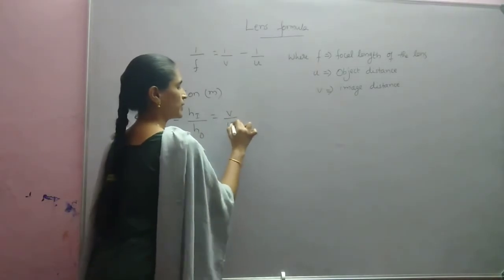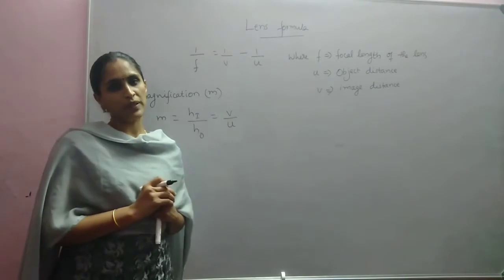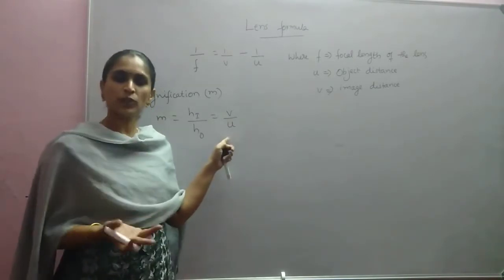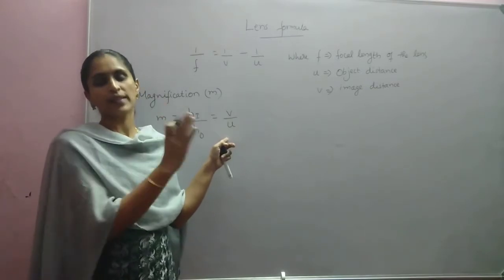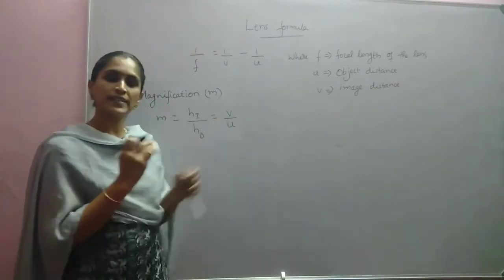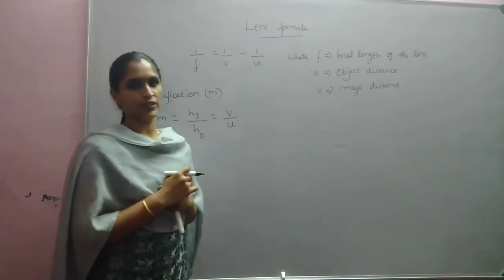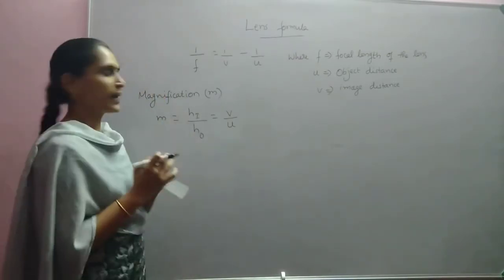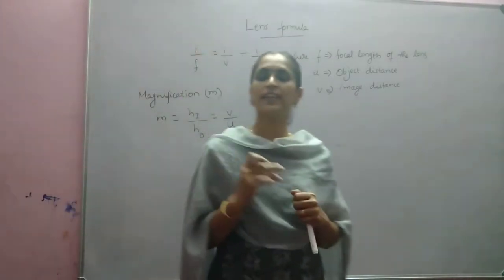plus v by u. In the case of a mirror it is minus v by u, and here it is plus v by u. And what is u? U is the object distance, which means the distance of the object from the optical center of the lens. V is the distance of the image from the optical center of the lens. So this is given by magnification, and we already discussed the importance of magnification in the case of a mirror.